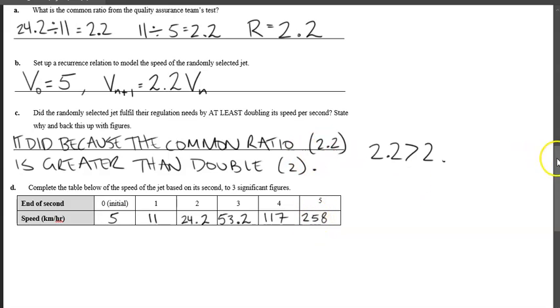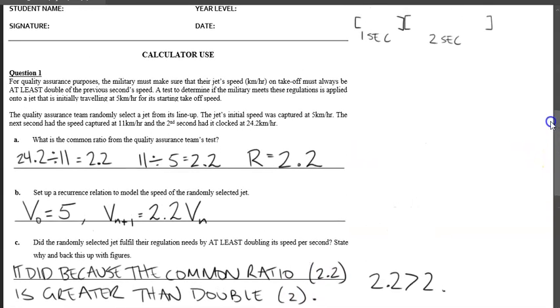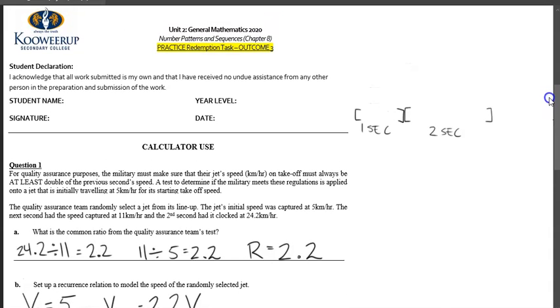And this is all you need to do for outcome 3. If you need to look into outcome 1 and 2, there are other videos in relation to this.